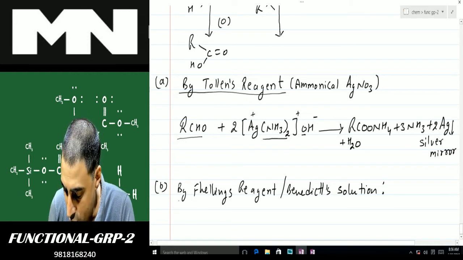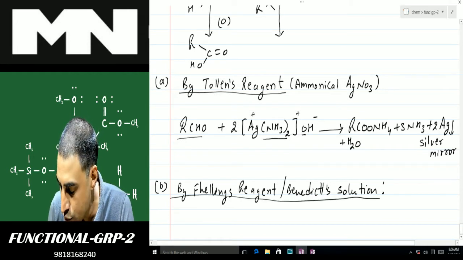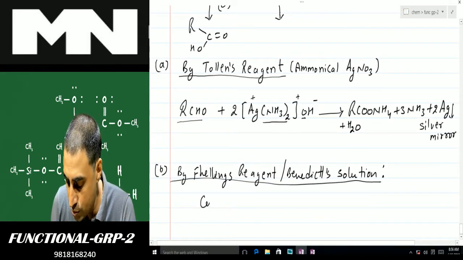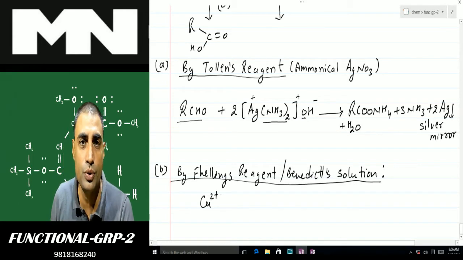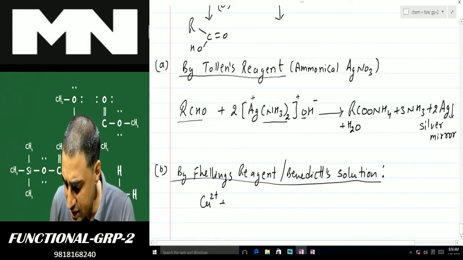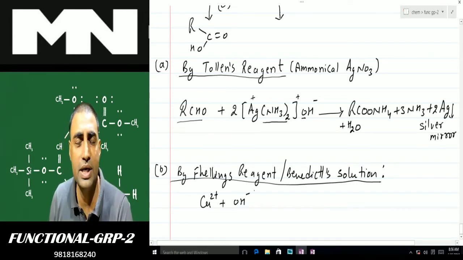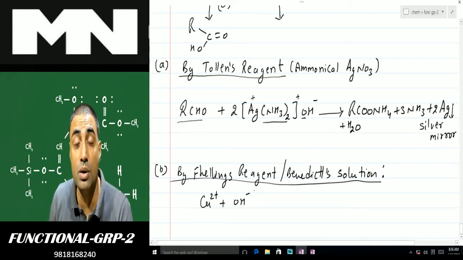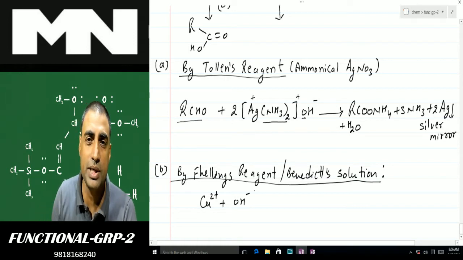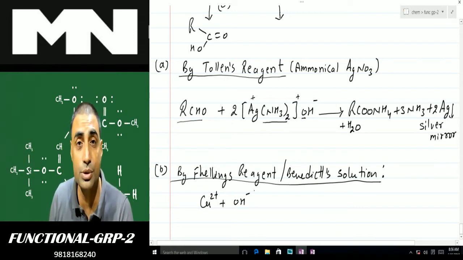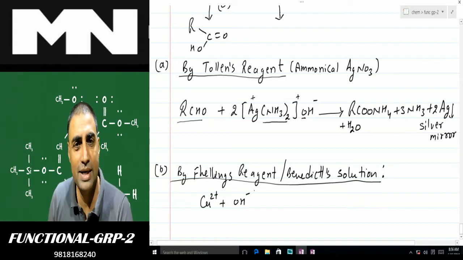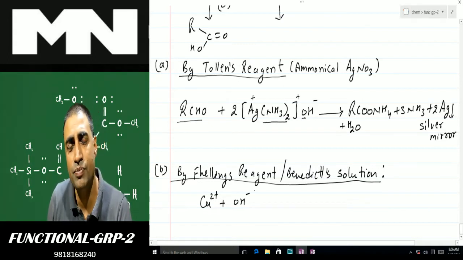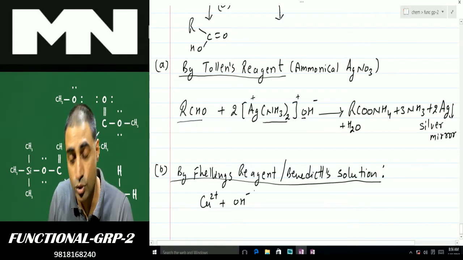Well, if I talk about Fehling's solution or Benedict's solution, both of them have nearly the same composition. Both of them have Cu2+ ions like CuSO4. Both of them are alkaline. They have a base like KOH or NaOH. The only difference is that in Fehling's solution the complexing reagent which makes the complex is tartaric acid, whereas in Benedict's solution it is citric acid. It does not give any change to the chemical reaction.